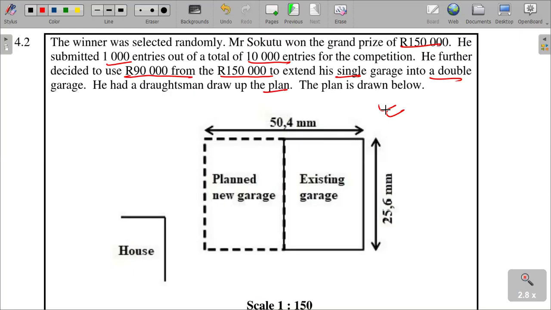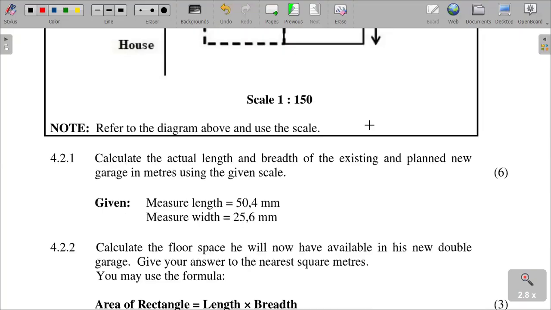So what does this question want us to do? It is saying refer to the diagram above, use the scale. The scale is 1 is to 150. So the question wants us to calculate the actual length and breadth of the existing and planned new garage in meters using the given scale. Measure the length, that one, and then the width, that one.